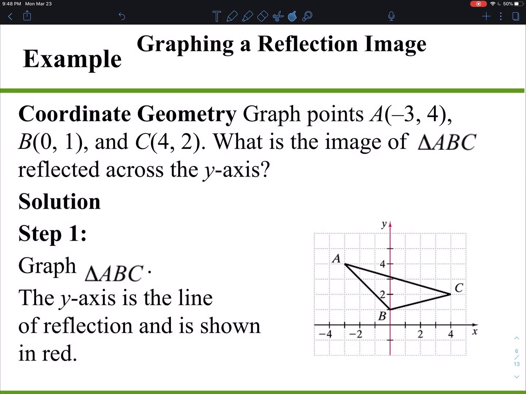So, graphing a reflection on an image. Well, this is now easy as long as we know where the line of reflection is. In this case, I'm just going to make a highlight to show you what the line of reflection is here. Okay, that's the y-axis. So we're going to make the line of reflection and it's shown in red. I'm highlighting it to show you a little better.